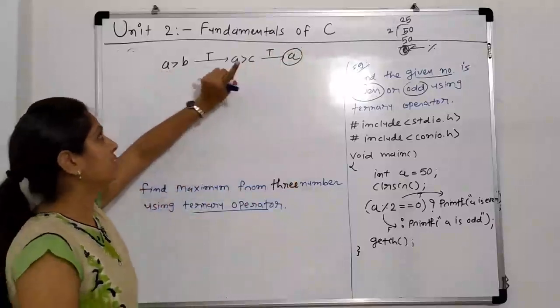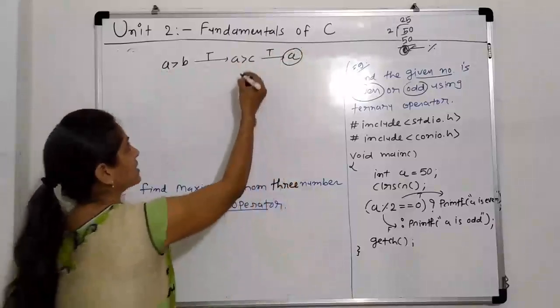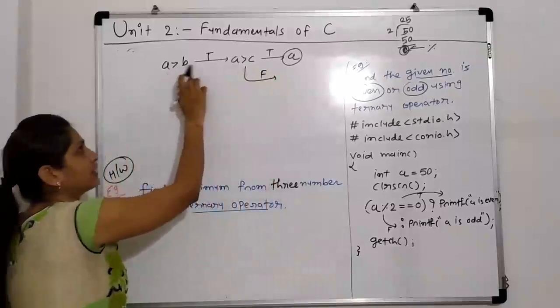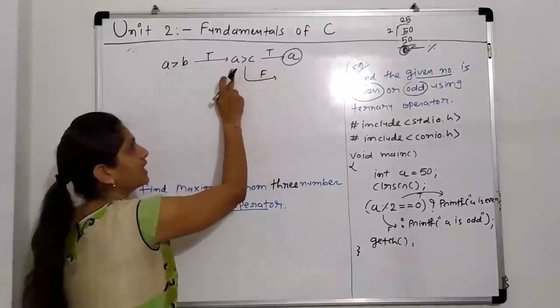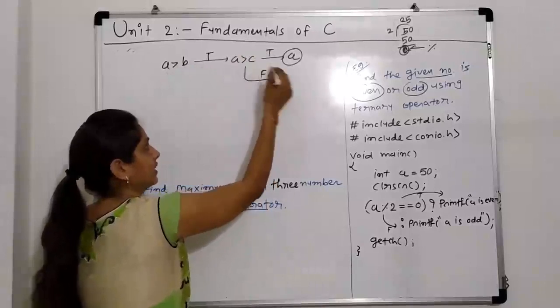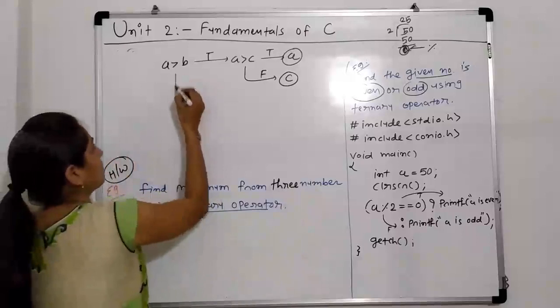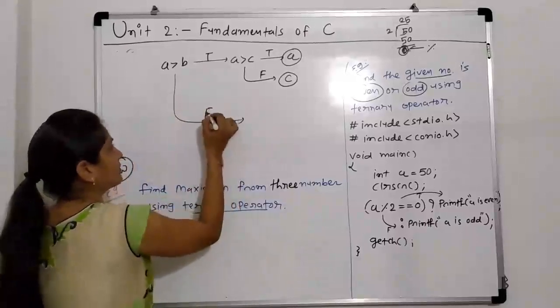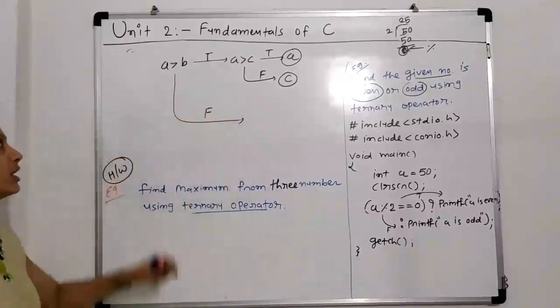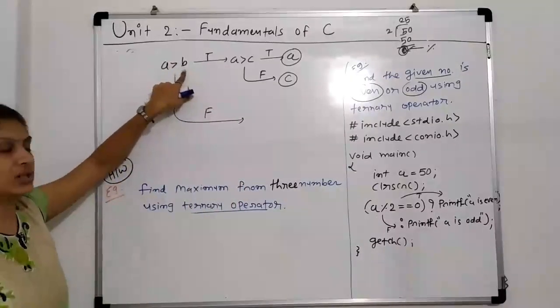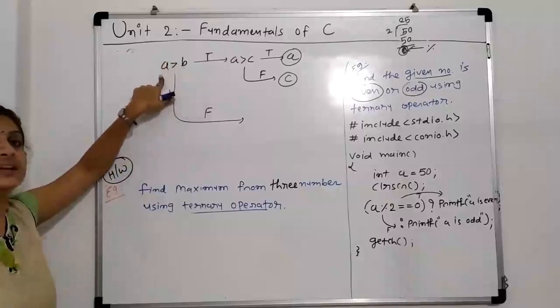Clear? But suppose here the condition is false. That means a is greater than b, but a is not greater than c. That indicates the answer is c. Now suppose the first condition becomes false. That indicates a is not greater than b. This condition is false, which means b is greater than a.